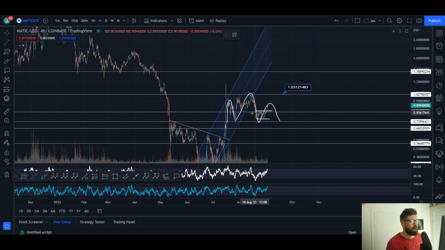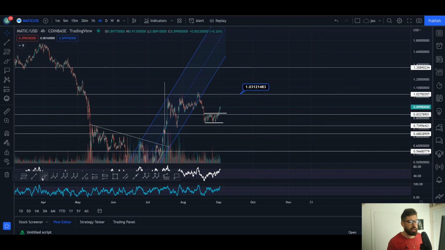If that were to play out, I will give you a measurement for that pattern. That could take Matic all the way back down to about 54 cents. So do watch for that, guys. If we do fail to break that high, we could potentially put in that right shoulder.